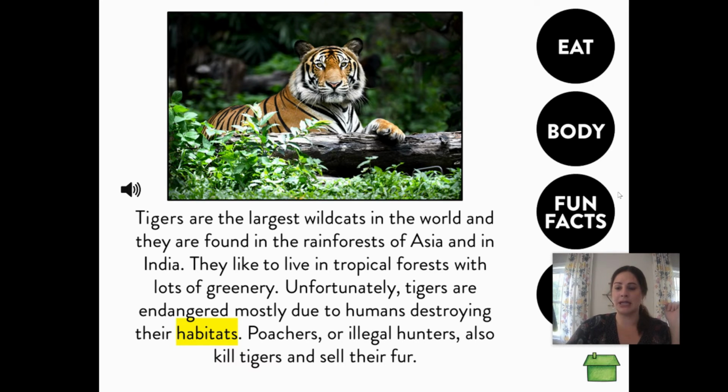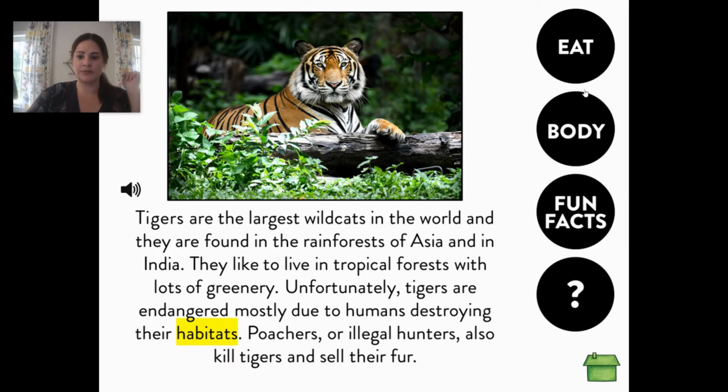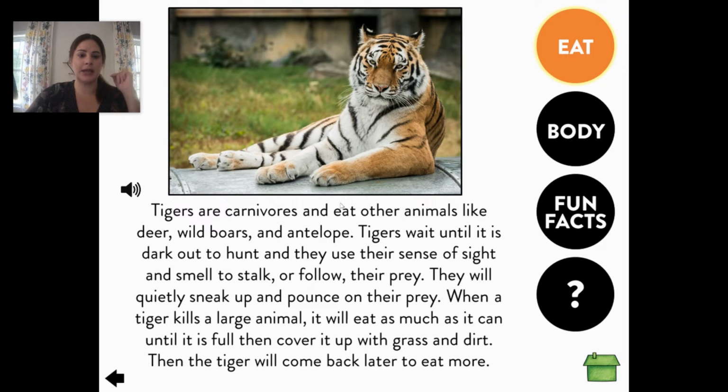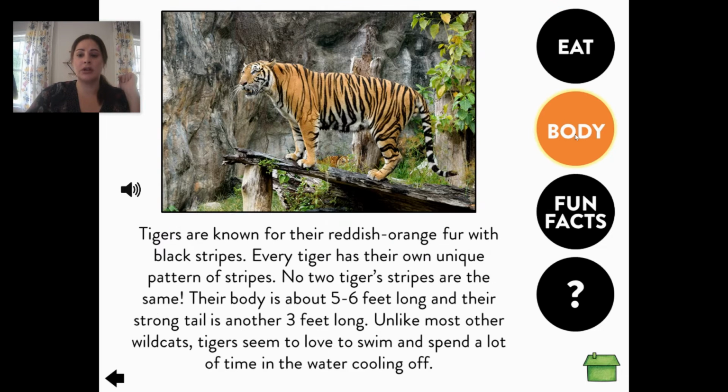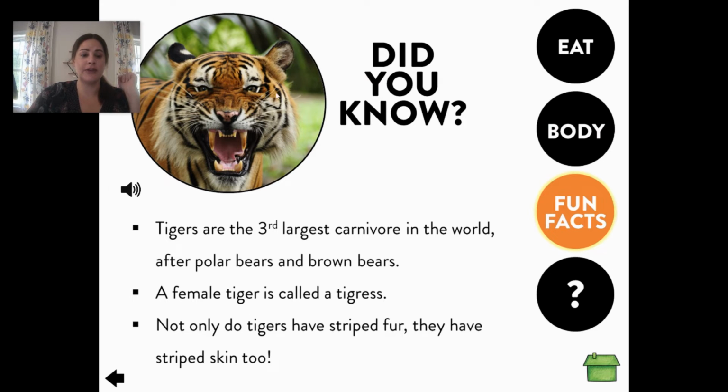So after they read this, they can click on, let me move my face so you can see, there's 4 different topics. They can click over here. There's eat. And if they click on the eat button, you'll see it lights up as orange so they can see that they're on this page and it talks about what tigers eat. They can go back. This button here always takes them to home. We can learn about the tiger's body and we can learn some fun facts.